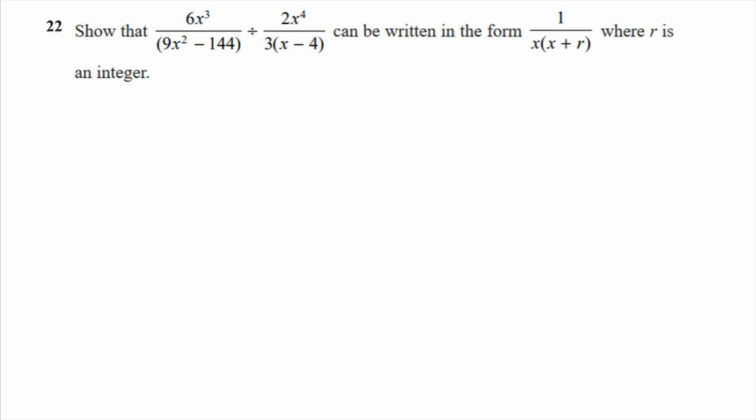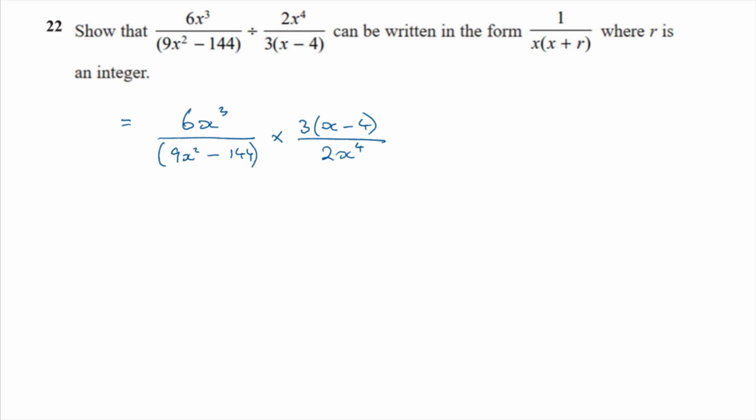Now, when you're dividing a fraction by another fraction, have you heard of the KCF thing, keep, change, flip? So you keep the first one the same, you change the division sign to a multiply, and you flip the second one over. So we can say straight away that this is the same thing as 6x cubed over 9x squared minus 144 times by 3 over x minus 4 all over 2x to the power of 4.